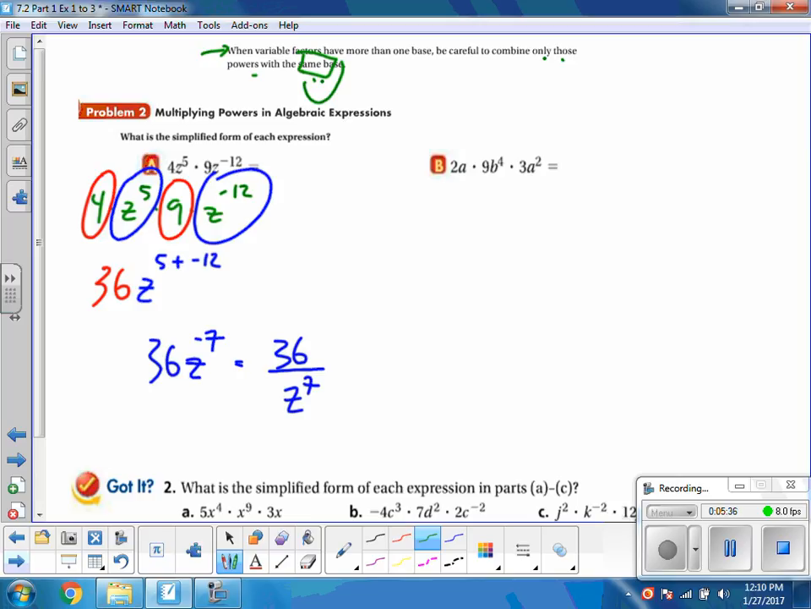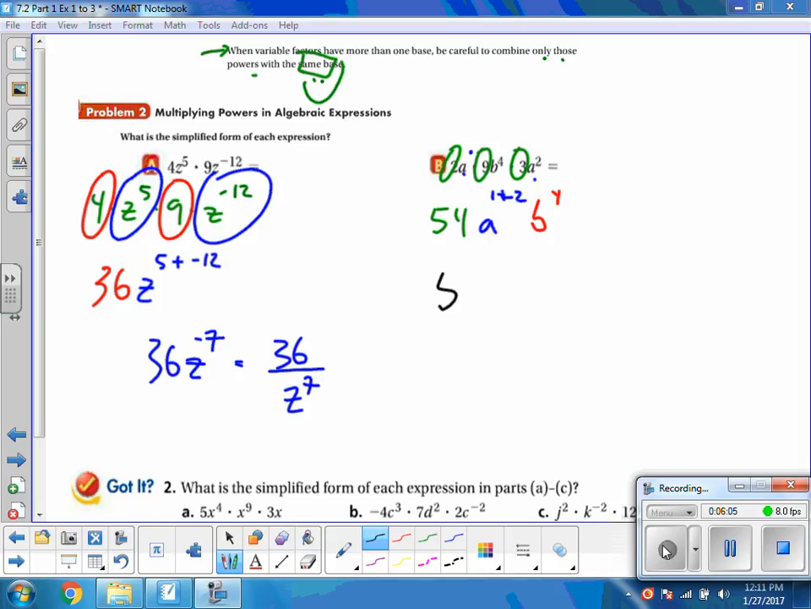Another problem here, I'm going to go ahead and multiply my coefficients of 2 times 9 times 3. And 2 times 9 times 3, what's that, like 36? No, it's 54. So it's 54. And then I've got a couple a's. So I've got an a here and 2 a's there. So it's a to the first, plus the 2. And then I've got a b to the 4th. And then I use my product rule to pull it all together. That's a to the 3rd and b to the 4th, and I could write 54b to the 4th and a to the 3rd.